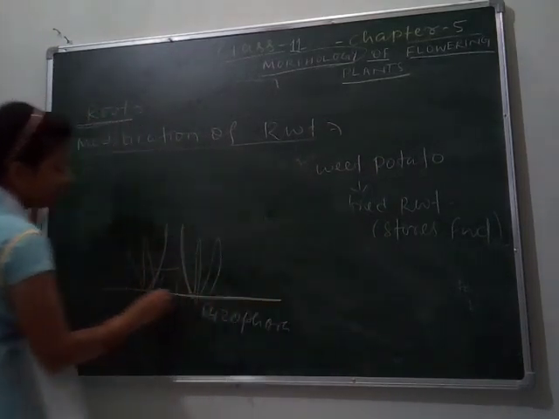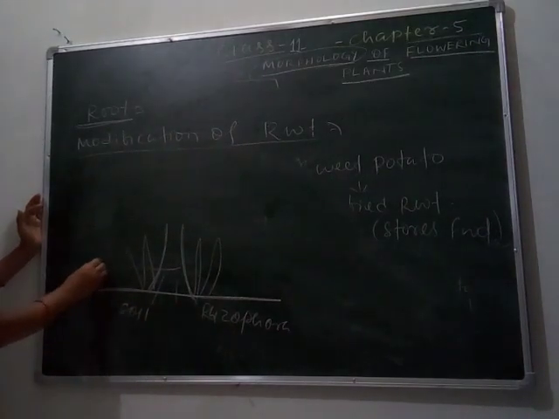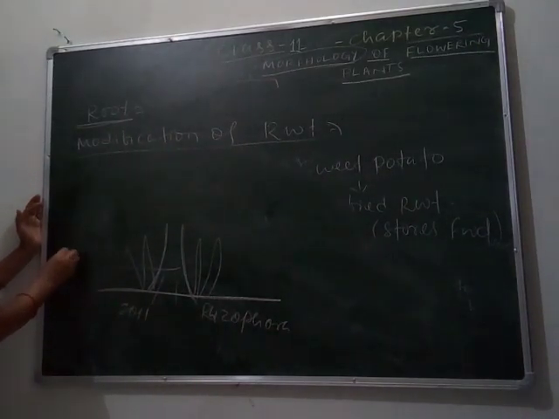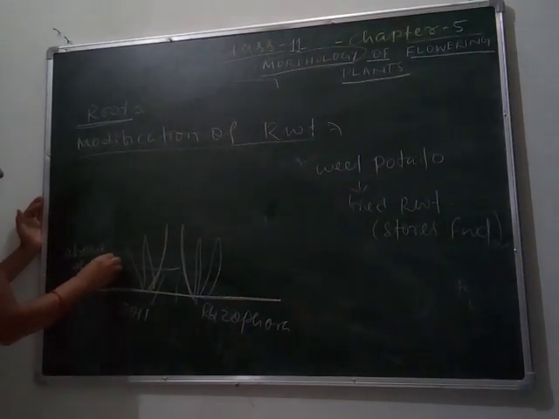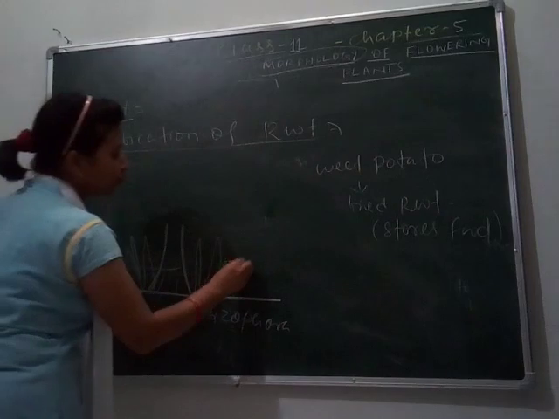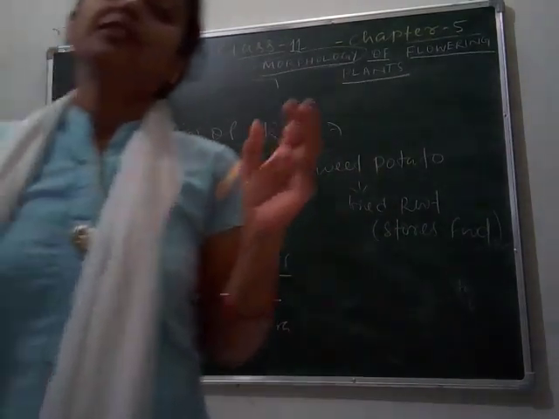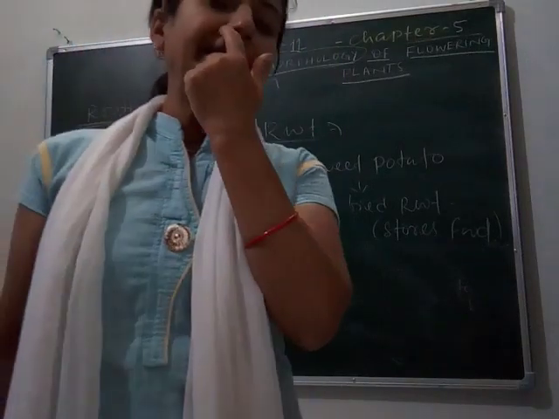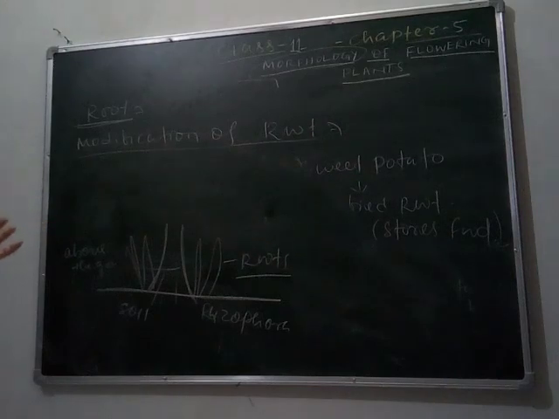You can see this is soil and this is ground, and above the ground, these are the roots. Here, as we know, plants respire through leaves, but in the case of this plant, the plant respires by means of its roots. That's why we can say it is modified.